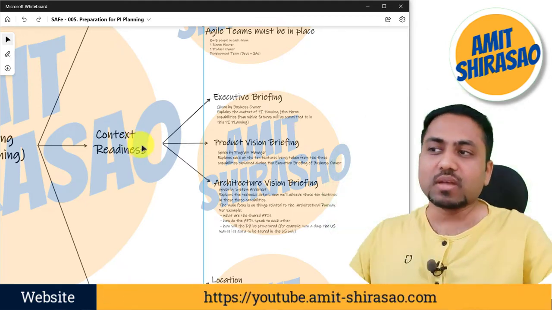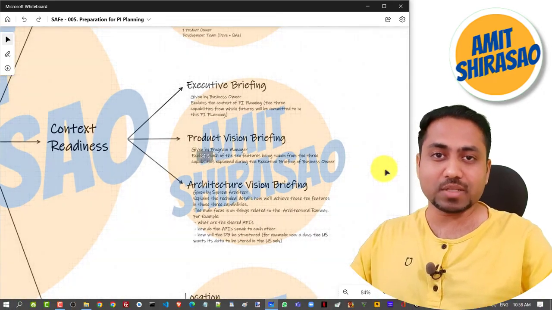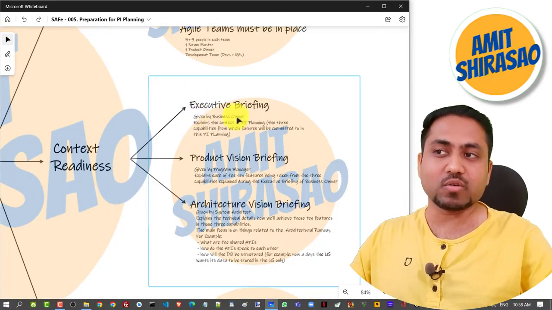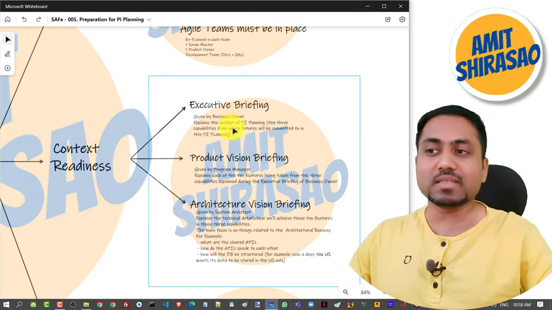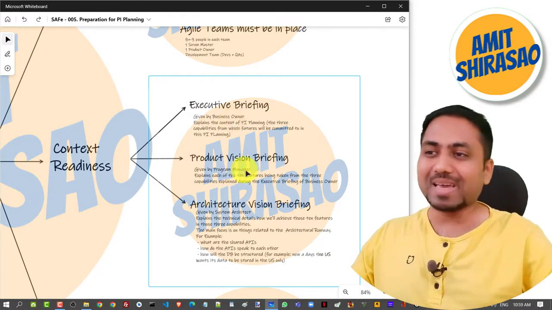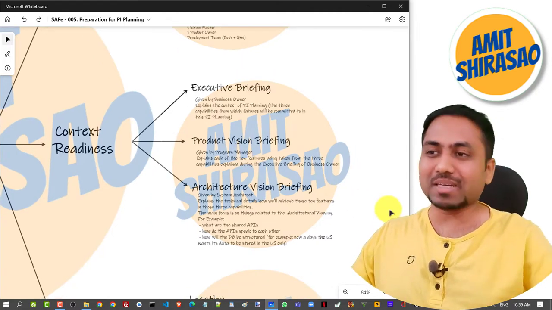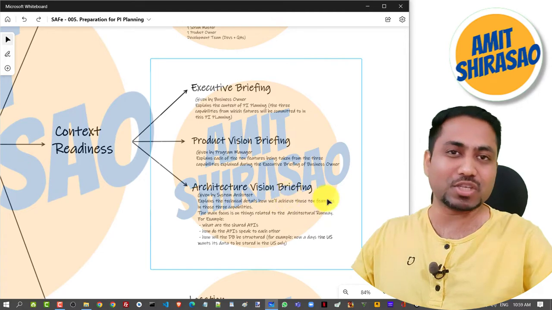See, first of all, in the PI planning meeting itself, the first 3 things that happen are: there is a 1-hour meeting called the executive briefing. Then there is a 1.5-hour meeting which is called the product vision briefing. And then there is another 1-hour meeting which is called the architecture vision briefing.